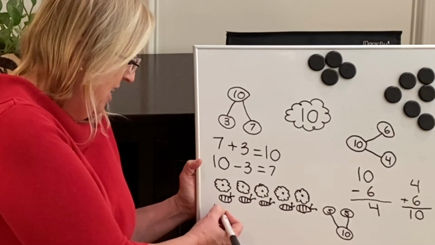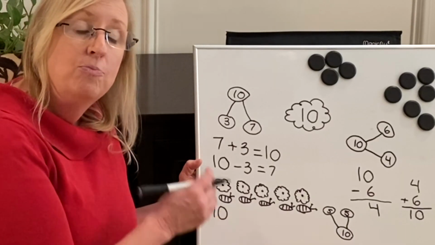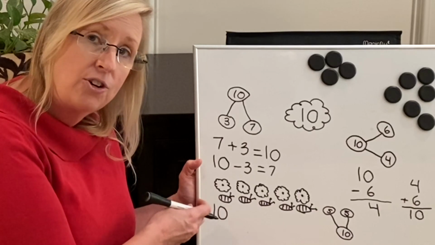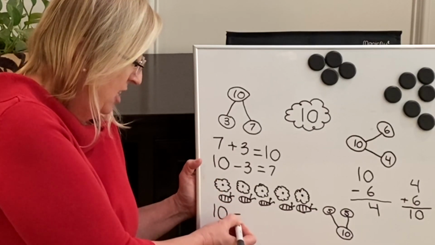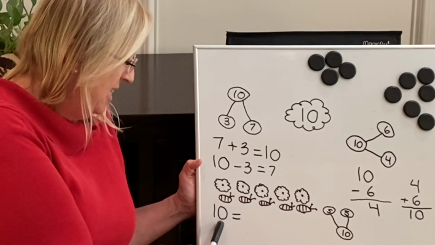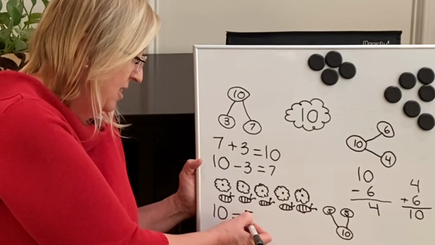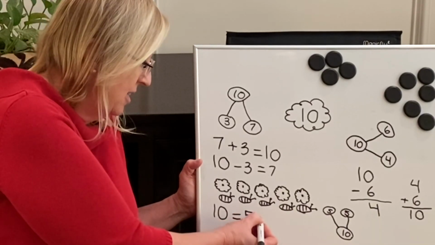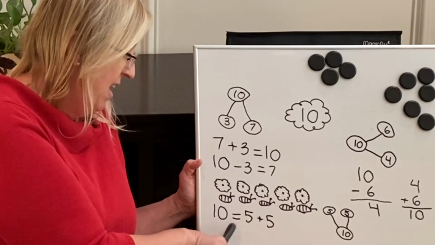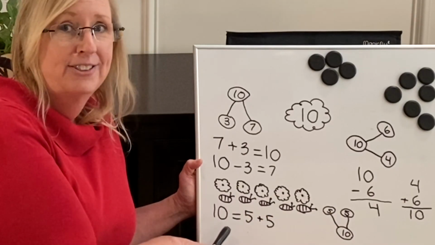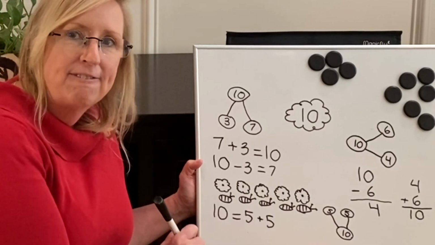So 10, and in an addition sentence, we put the sum, if we're starting with the sum, next to the equals. It always has to be on its own side of the equals. 10 equals, now the parts, and the plus goes between the parts. 10 equals 5 plus 5.